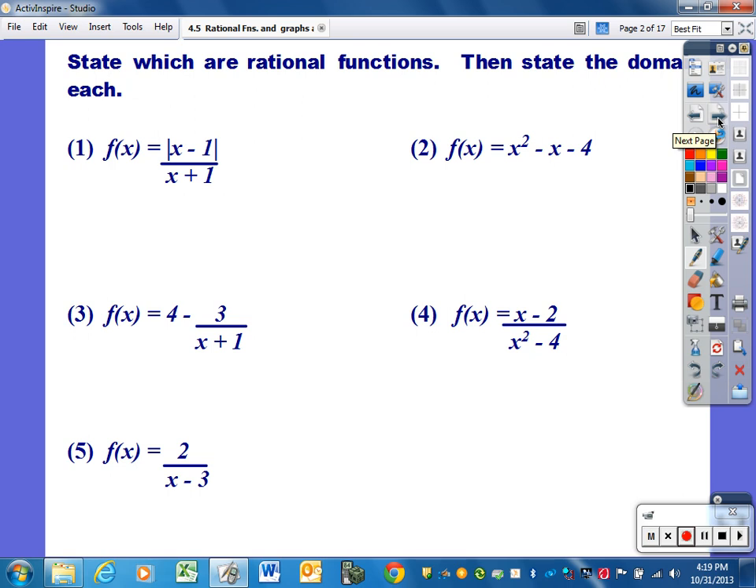So we're going to go through this list, and you're going to help me tell whether these functions are rational or not, and then state the domain of each. So number one, is it a rational function? In other words, is the absolute value of x minus 1 a polynomial? And is x plus 1 a polynomial? The absolute value of x minus 1 is not a polynomial. So this is not a rational function.